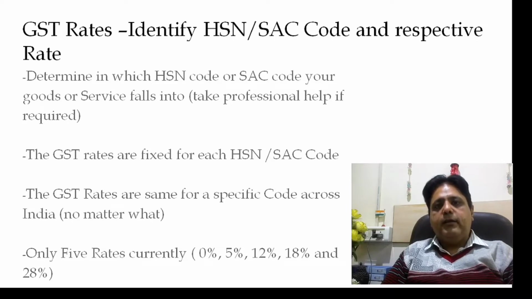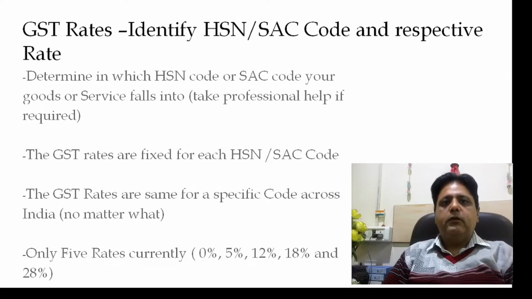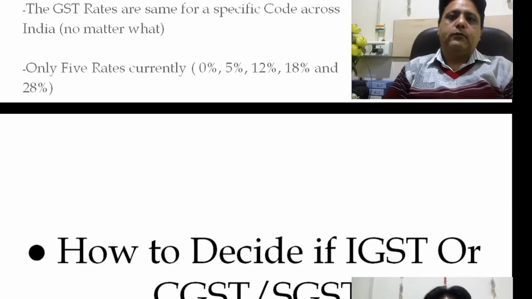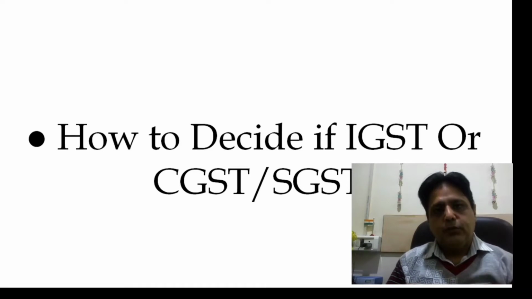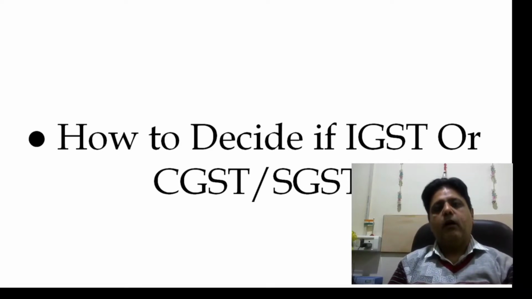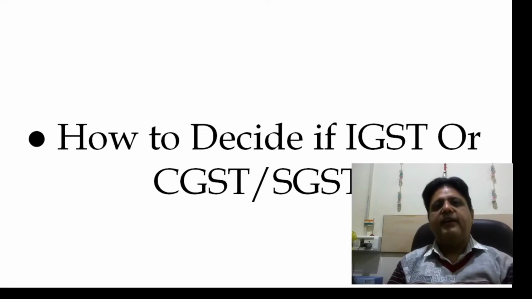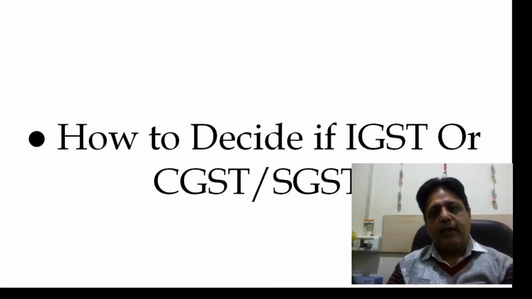Now, currently, there are only five rates of GST. One is 0%, 5%, 12%, 18%, and 28%. Now, the next thing which we need to understand is how do we decide if we need to apply IGST or if we need to apply CGST and SGST.